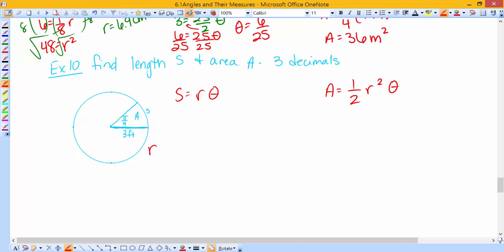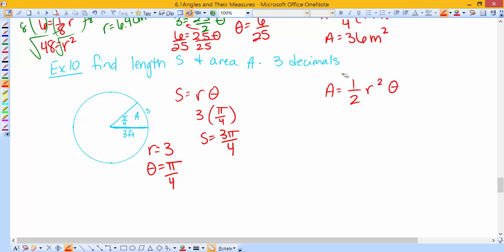3 feet. That means our radius is 3 feet. It's half of our diameter. It looks like theta is pi over 4, and it's already in radians. So my arc length is going to be 3 times pi over 4, which is 3 pi over 4. And I'm going to leave it like that unless it tells me otherwise.